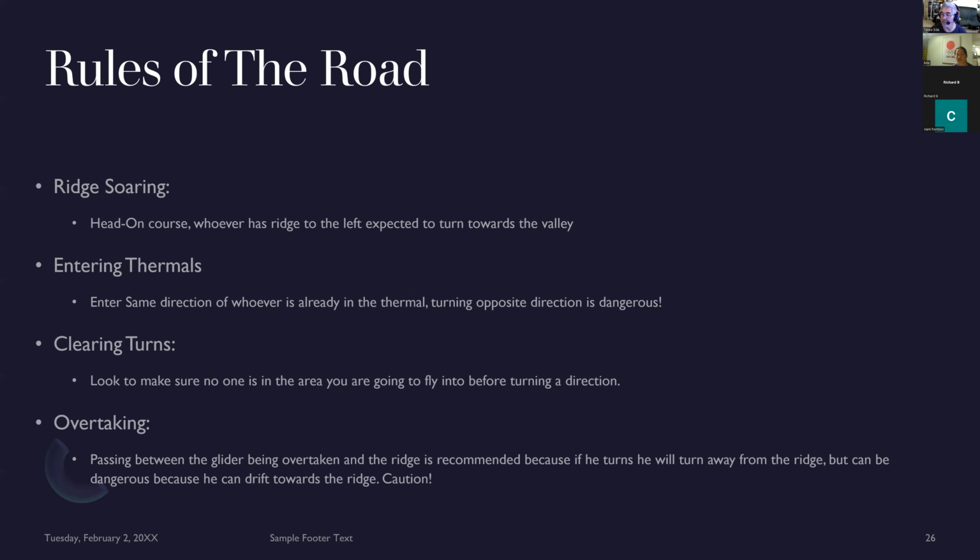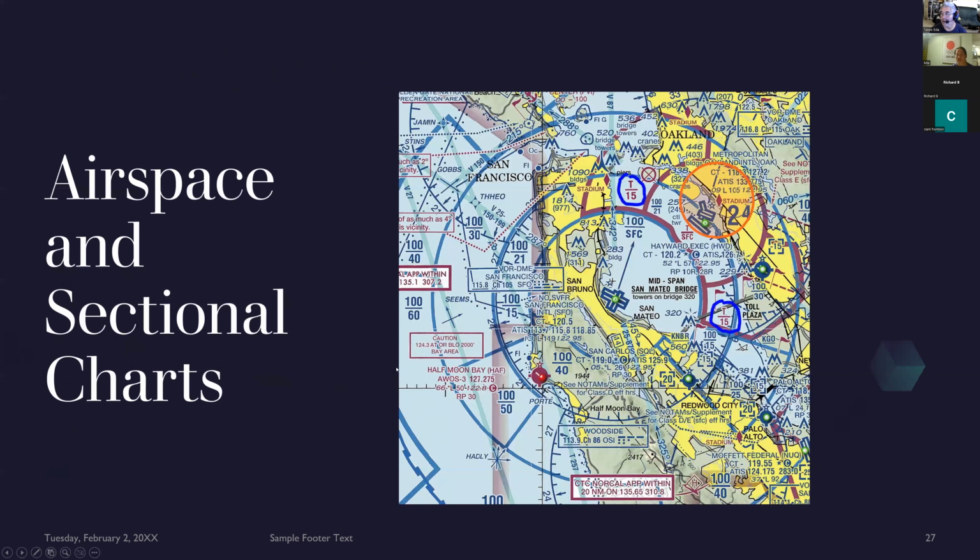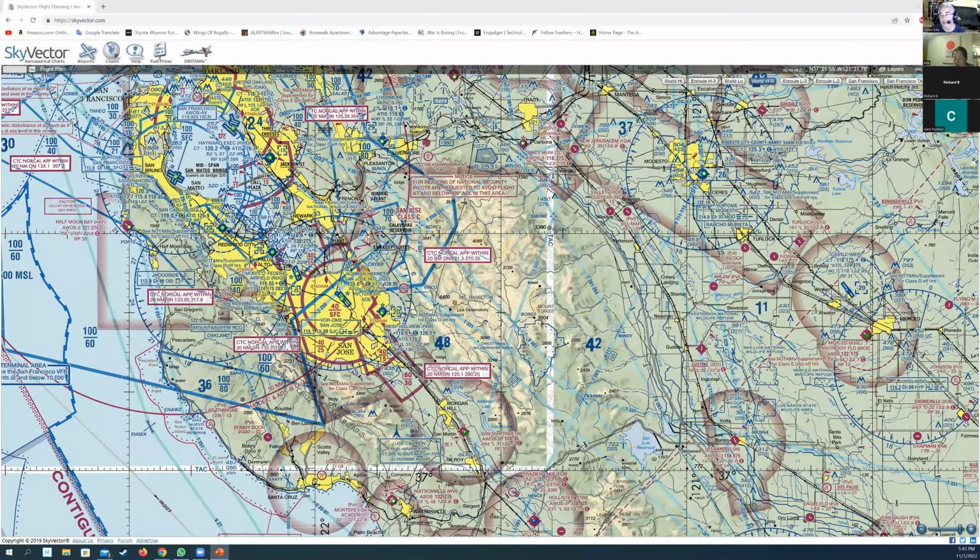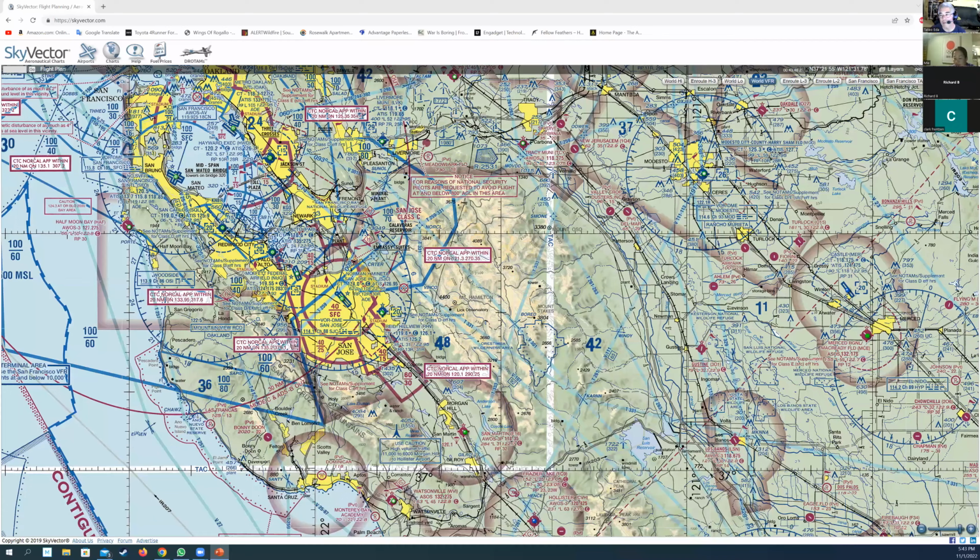All right, so we talked about overtaking. Airspace and sectional charts is my favorite part. All right. So we have many airspace types. Let's start with the airport airspaces. Actually, we'll go from the ground up. Okay. So the first airspace that we have to deal with is class G. Okay. G equals ground. G equals close to the ground. Okay. And this is something you kind of have to memorize more than anything else.